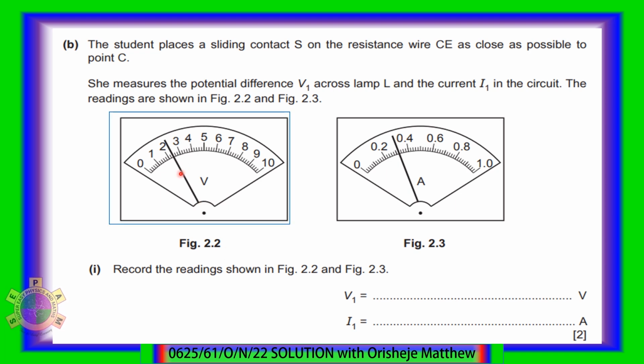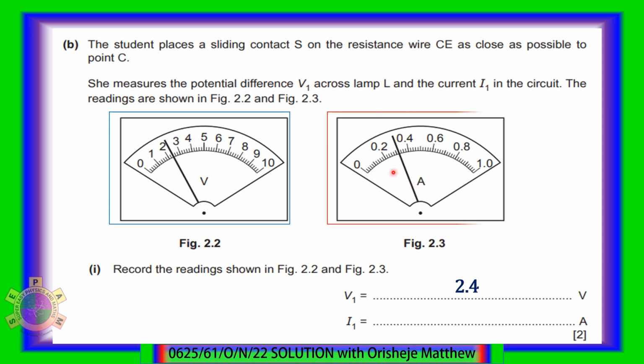So this is 2. And if you look at it, the gap between 2 and 3 is 5 equal divisions. So each one will be 2.2, 2.4. So V1 is 2.4 volts. Assuming the unit is not written there, you are expected to write the unit to get the full mark. But you are already given the unit, so just write the value. So let's measure the current.